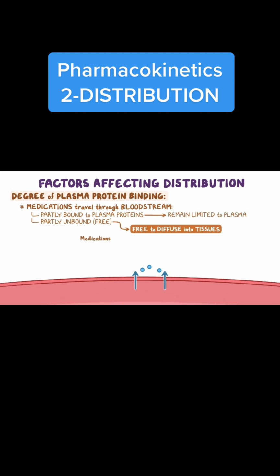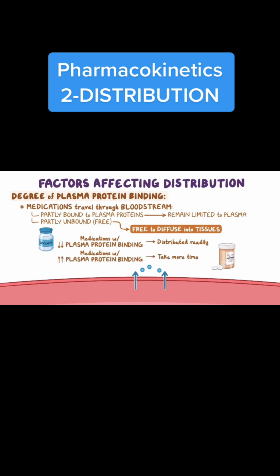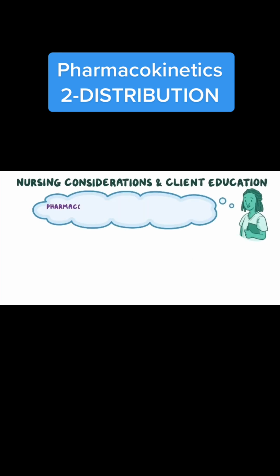That's why medications with lower plasma protein binding, such as gentamicin, get distributed readily in the tissues, while medications with higher plasma protein binding, such as warfarin, take much more time to free themselves and diffuse, thus giving them a longer duration of action. Alright, now before administering any medication to your client, be sure to keep in mind the general pharmacokinetic principles that relate to how medication is distributed within the body.